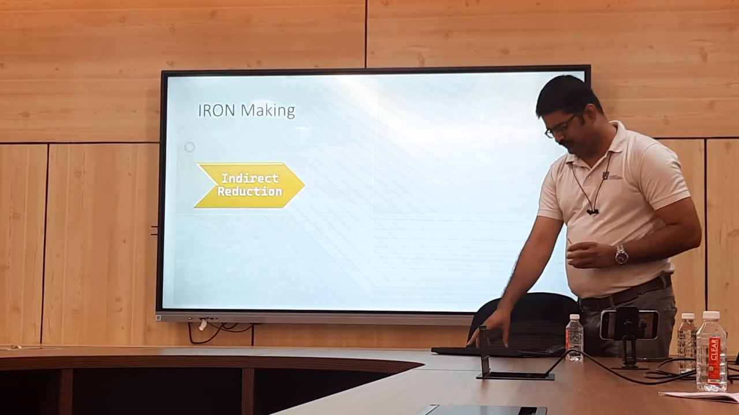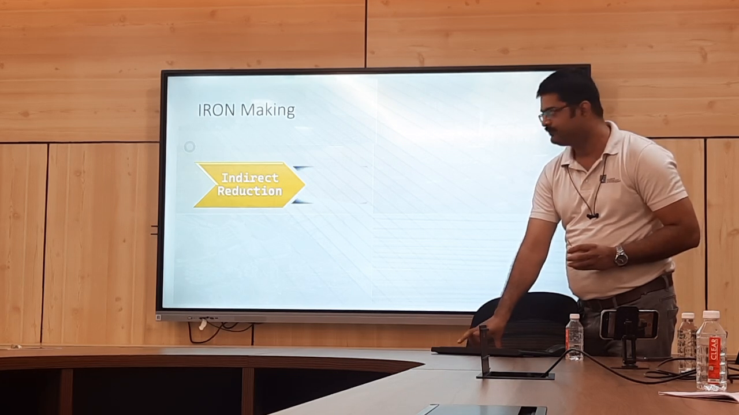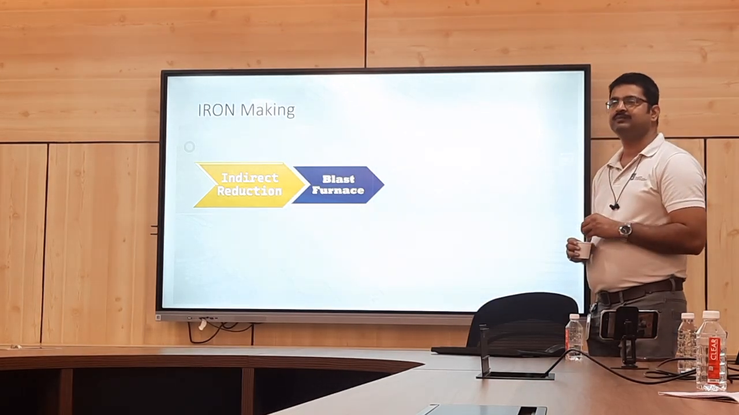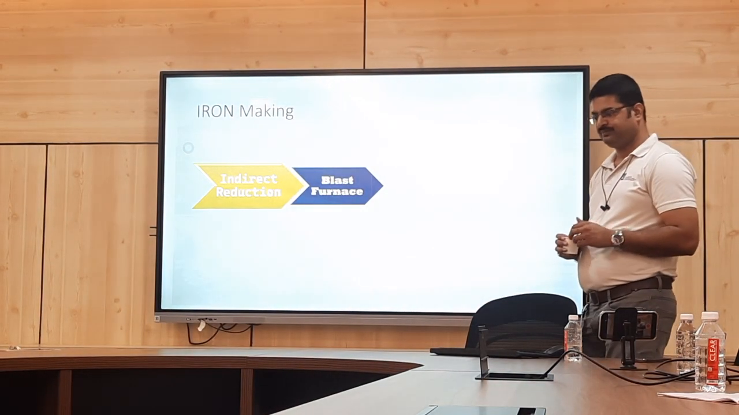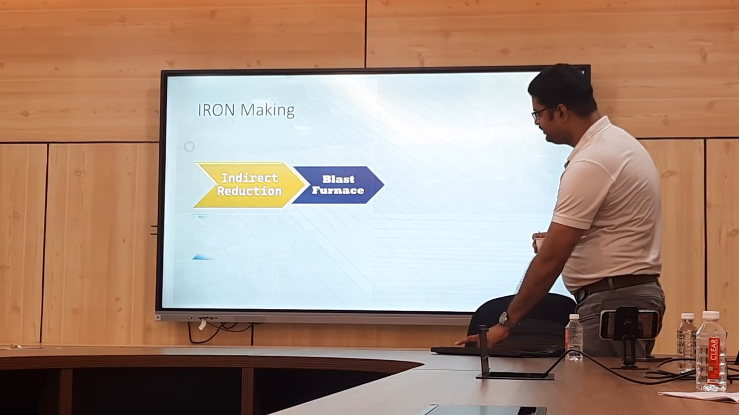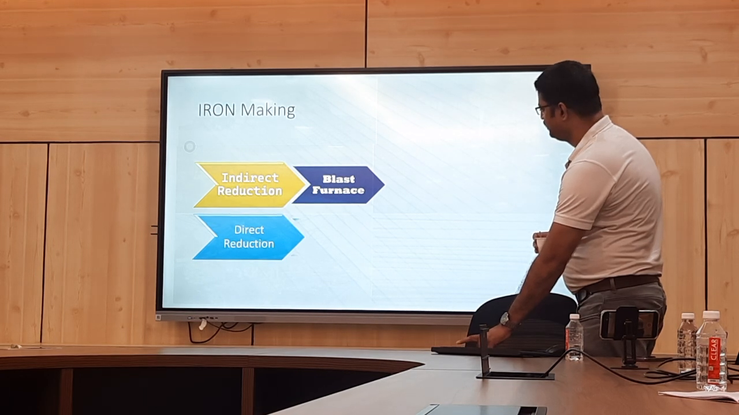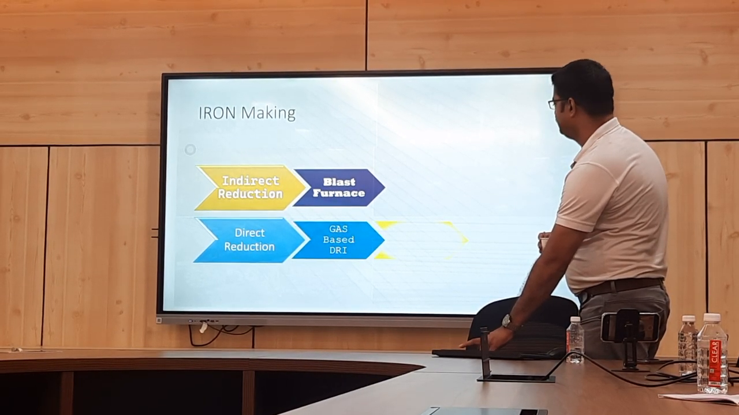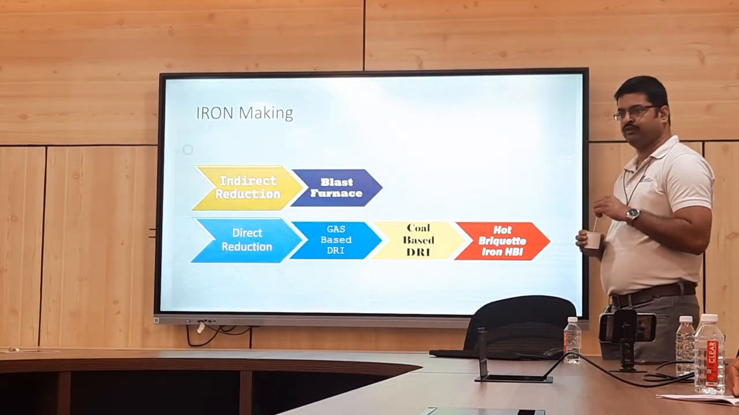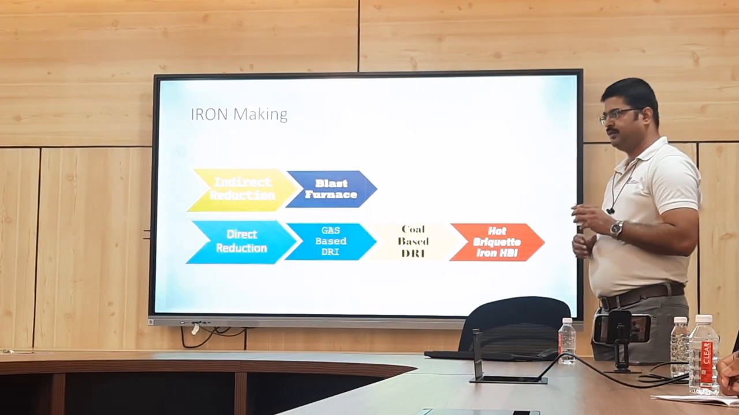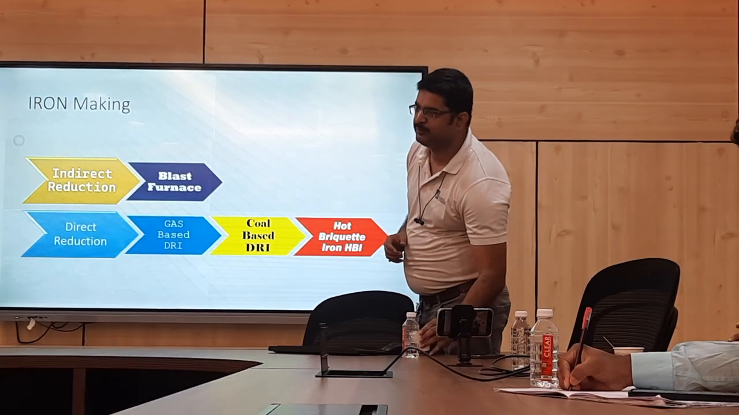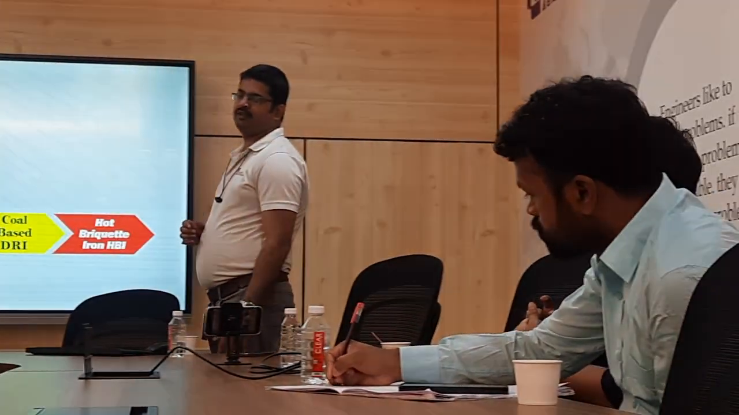So, as I told you earlier, there are the two routes of iron making: indirect reduction and direct reduction. So, indirect reduction route is blast furnace. Okay. और direct reduction route क्या है? DRI. And DRI has a also one has the HDI. Okay, it's also one type of iron making, which is not much popular in India, but very much popular in Gulf and Middle East. Okay.